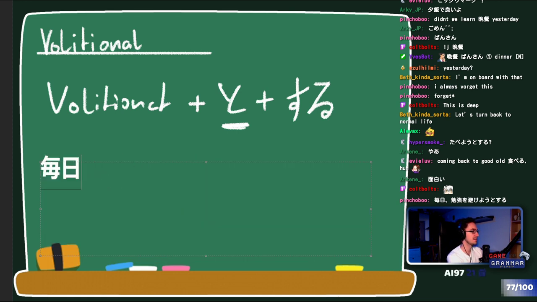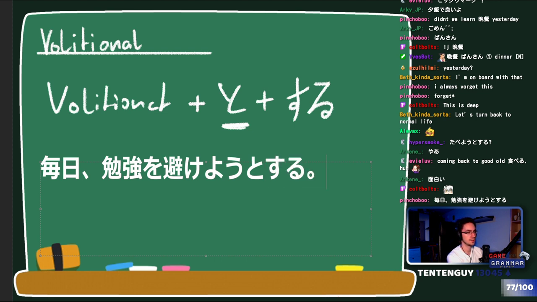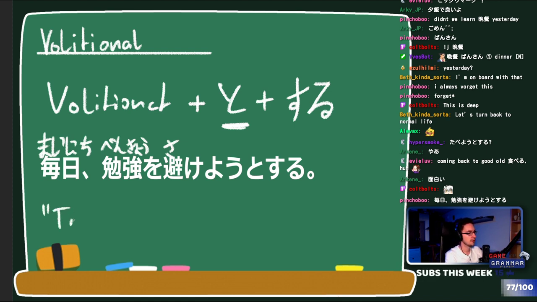毎日, every day, 勉強を避けようとする. So basically, every day, which is 毎日, right? Every day, 勉強 means study. 毎日勉強を避けようとする。避ける。避け。I guess it's just one, so I don't have to use that much. 避けようとする. So here we have とする. So, like, try to avoid. 避ける means to avoid something. Try to avoid studying every day.